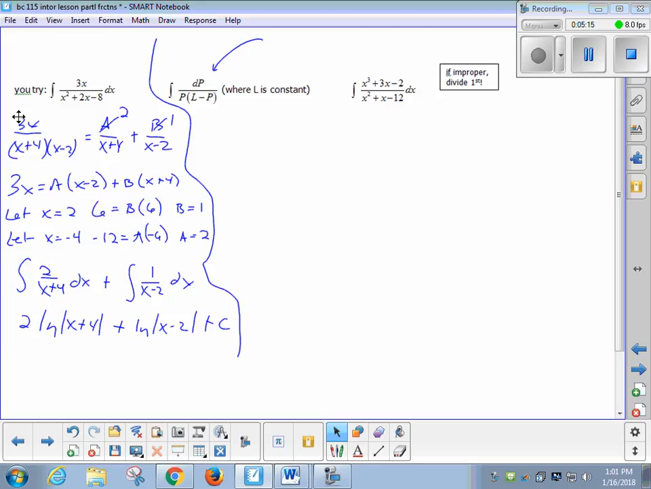So the dP, zero and L. You can blow off the dP until you're ready to integrate. Let's call it a 1 in the numerator.